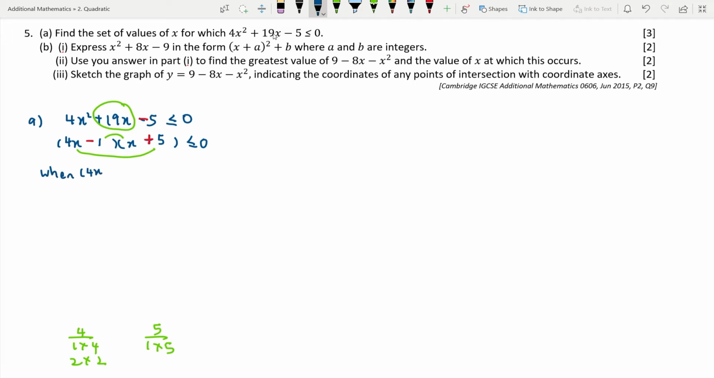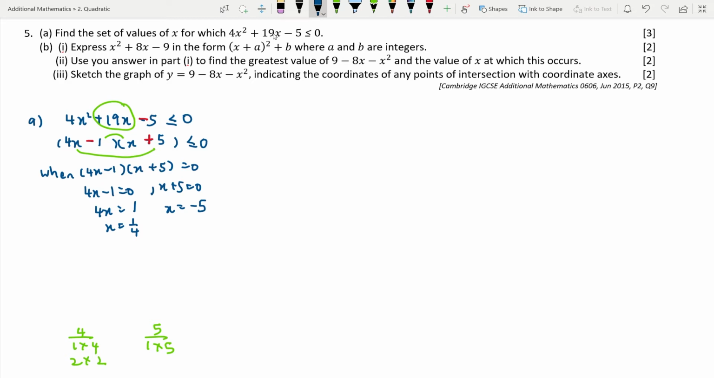When 4x minus 1, x plus 5 is equal to 0, 4x minus 1 is equal to 0, 4x is equal to 1, x is equal to 1 over 4, or x plus 5 is equal to 0, x is equal to negative 5.